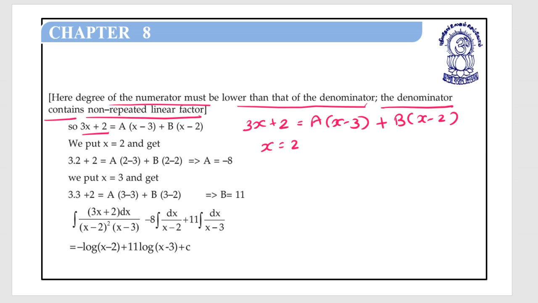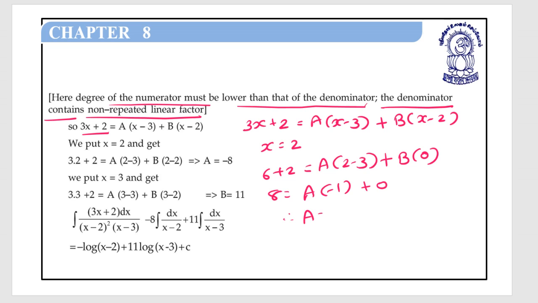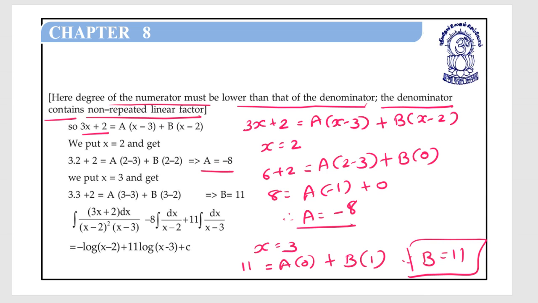3x plus 2 is equal to A into (x minus 3) plus B into (x minus 2). Put x equal to 2. 3 2s are 6 plus 2, 8 is equal to A times (2 minus 3) plus B times (2 minus 2), which is 0. So 8 is equal to A times minus 1 plus 0, so A is equal to minus 8. Now put x equal to 3. 3 3s are 9 plus 2, 11, equals A times 0 plus B times (3 minus 2), which becomes 1. So B is equal to 11.